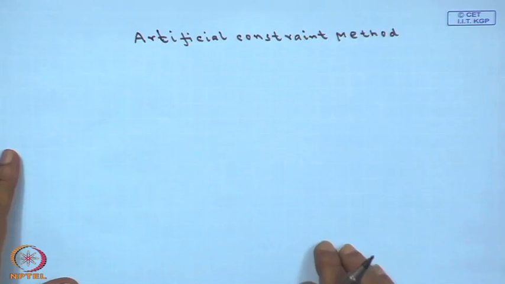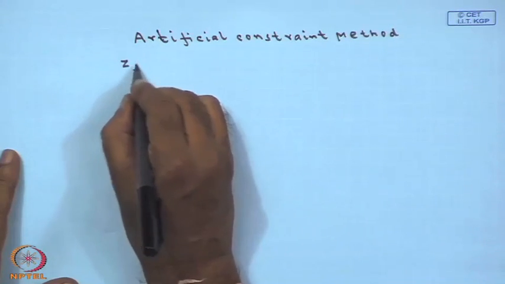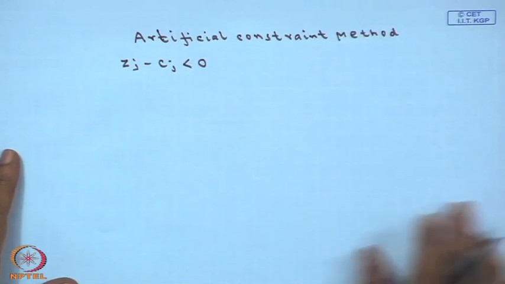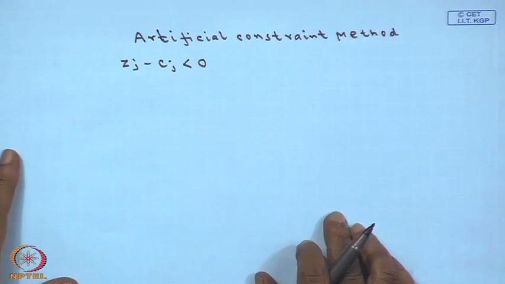Now, we told you the dual simplex method is applicable whenever z_j minus c_j is greater than or equal to 0. If z_j minus c_j is less than 0, in general we told you that you cannot use the dual simplex method, but by this artificial constraint method you can convert it into an equivalent problem such that in the initial table the optimality condition will be satisfied, that is, z_j minus c_j will be greater than or equal to 0 for all j.